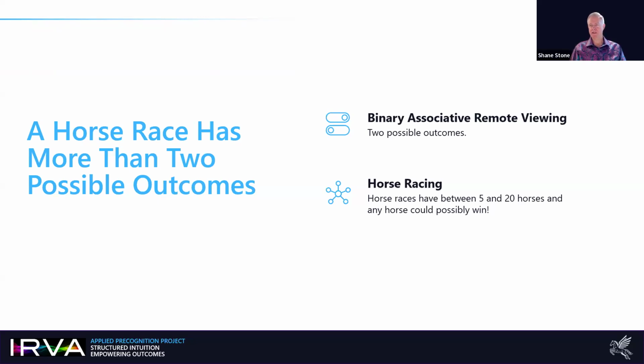This is a bit of a challenge for horse racing because horse races have between 5 and 20 horses, and any horse can possibly win. Any of you that have done this for quite a while would know that even with binary associative remote viewing, matching the viewer's output to one of those two outcomes can be challenging at the best of times. Expanding that to between 5 and 20 outcomes makes it almost impossible to judge using that method. So what we've done with the first group is develop a new method that makes it much, much easier to look at that high number of possible winners.